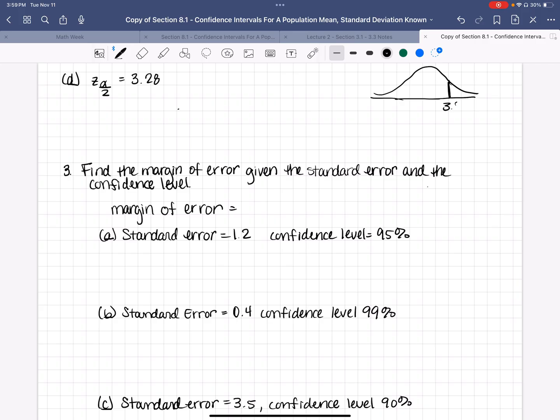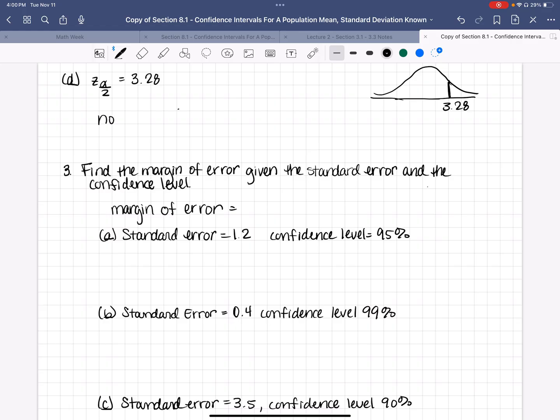This is 3.28. Okay, it's going to be pretty high, because think about it. This is a mean of 0 and a standard deviation of 1. And if we're talking about a z-score of 3.28, that's 3 standard deviations away. We use the empirical rule. That means that's almost all, okay? So you should have nearly up to 100% here.